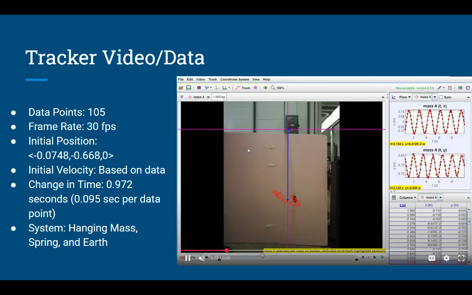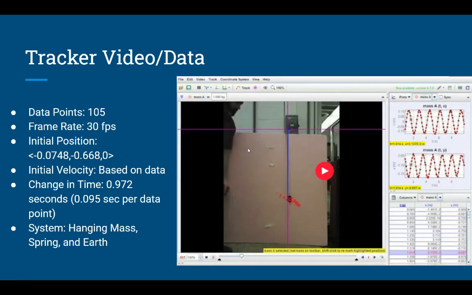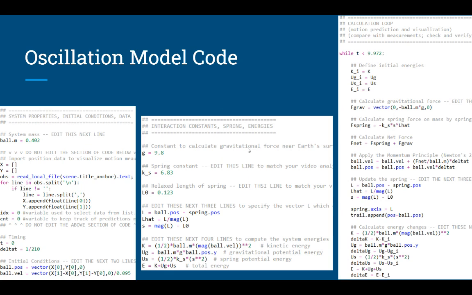So for our Tracker data, it took about 9 seconds. It was 105 data points. The initial velocity and initial position were both derived from the code, but I put the initial position here anyway. And then we have our system, which is the hanging mass, the spring, and the Earth.